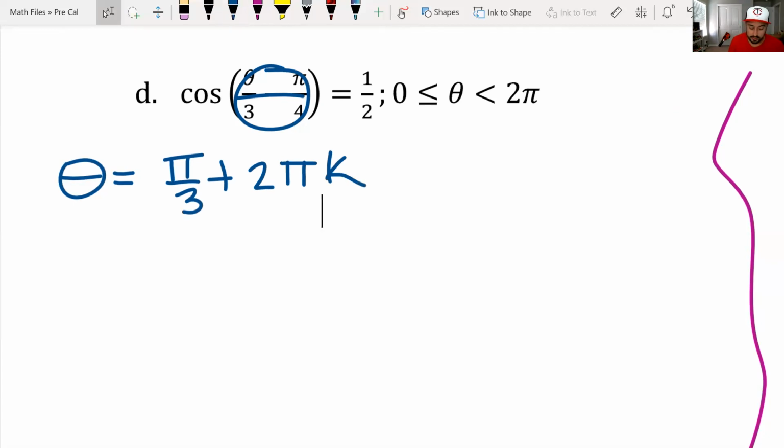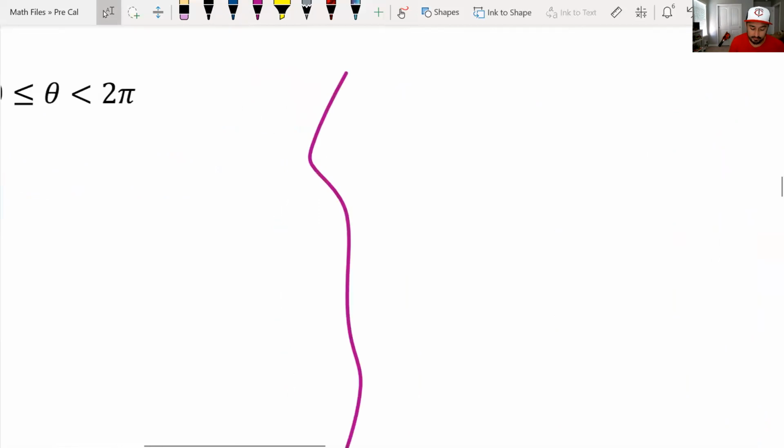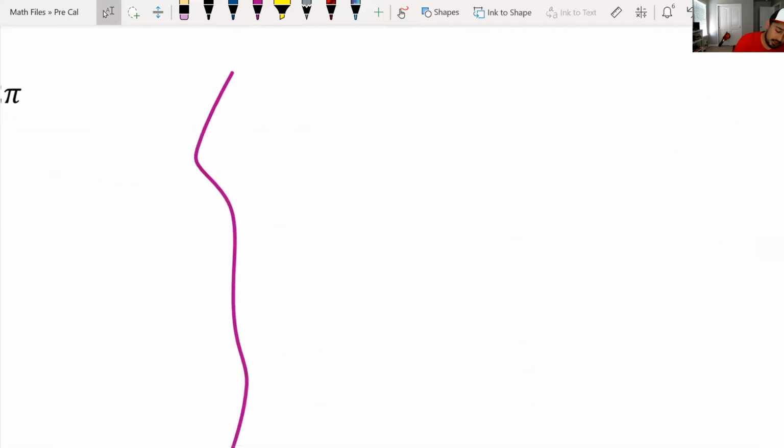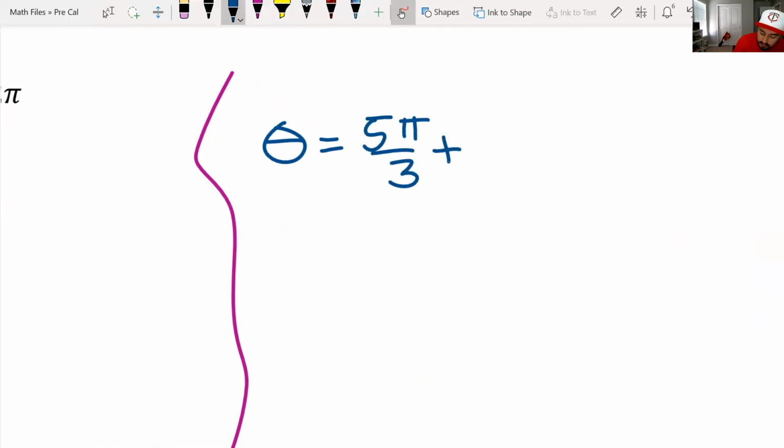Again, over here, where is cosine positive 1/2 again? And that would be theta equals not 2 pi over 3, not 4 pi over 3, but theta would be 5 pi over 3 plus 2 pi k.